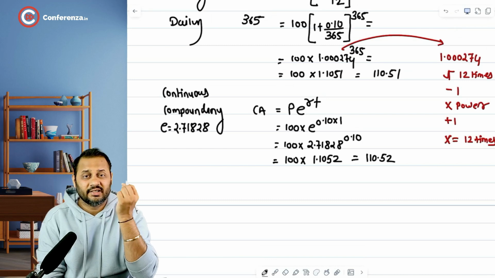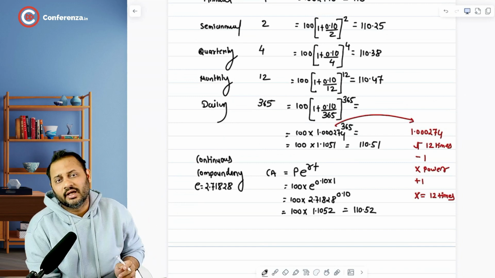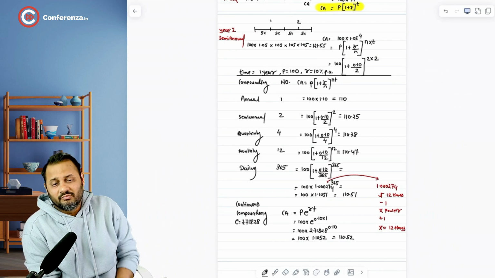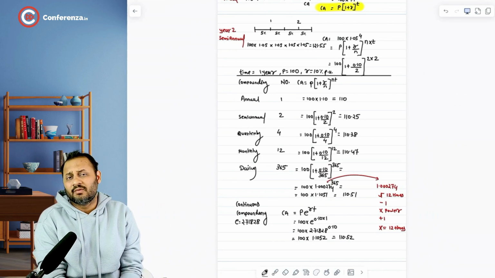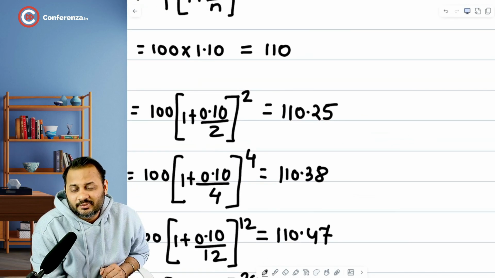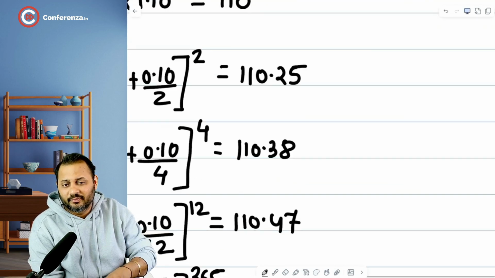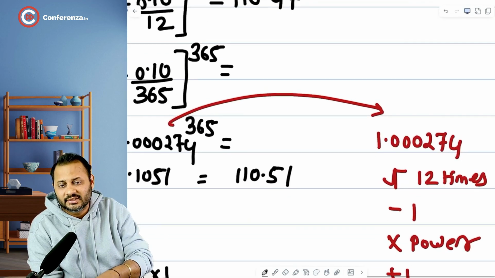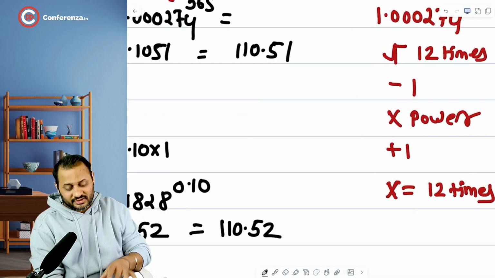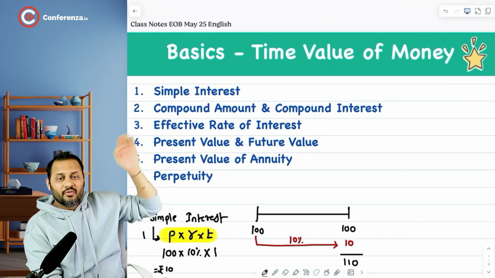This 1 paisa extra is what we are earning from daily compounding to continuous compounding, and that is the maximum that you can earn. So this is the end of the compounded amount. And what is the compound interest? It is very simple. You deduct the principal amount from the compounded amount, and you will get the interest. In this case, compound interest is 10 rupees 25 paisa, then 10 rupees 38 paisa, 10 rupees 47 paisa, 10 rupees 51 paisa and 10 rupees 52 paisa. This was the compound interest. So this was our second concept, called compound amount and compound interest.